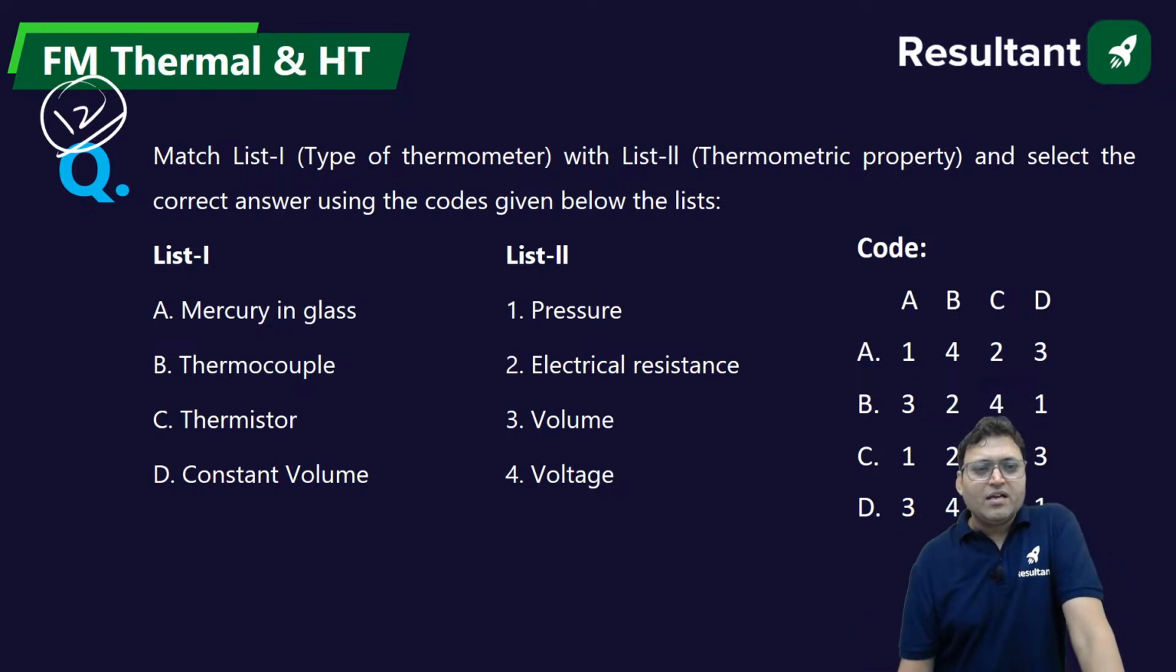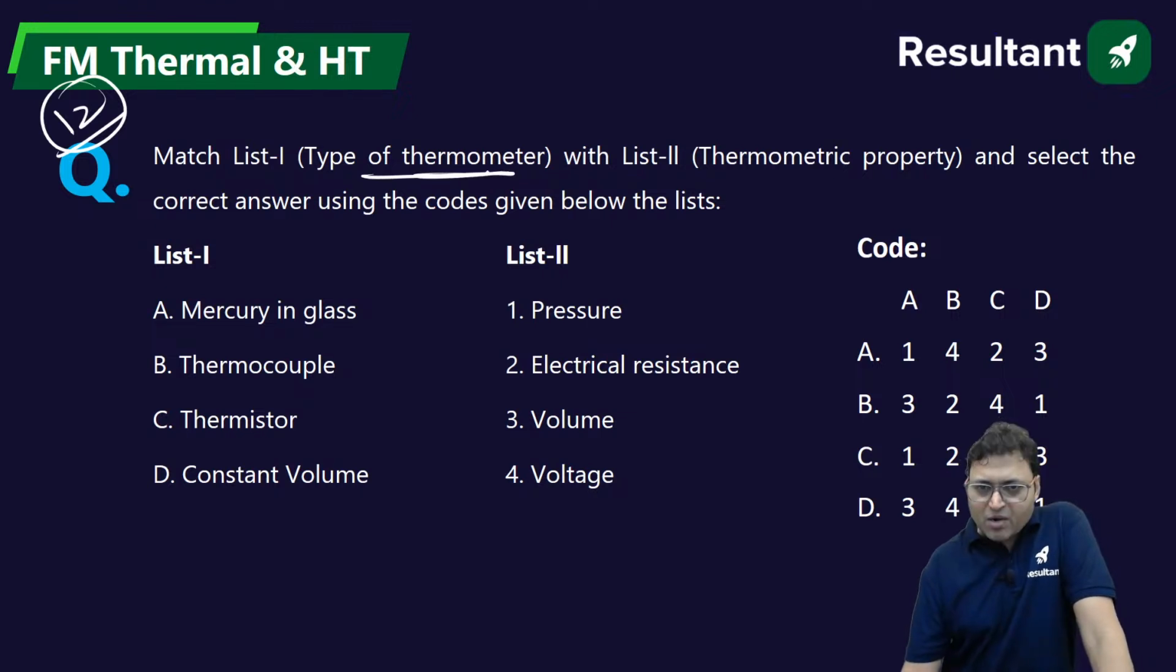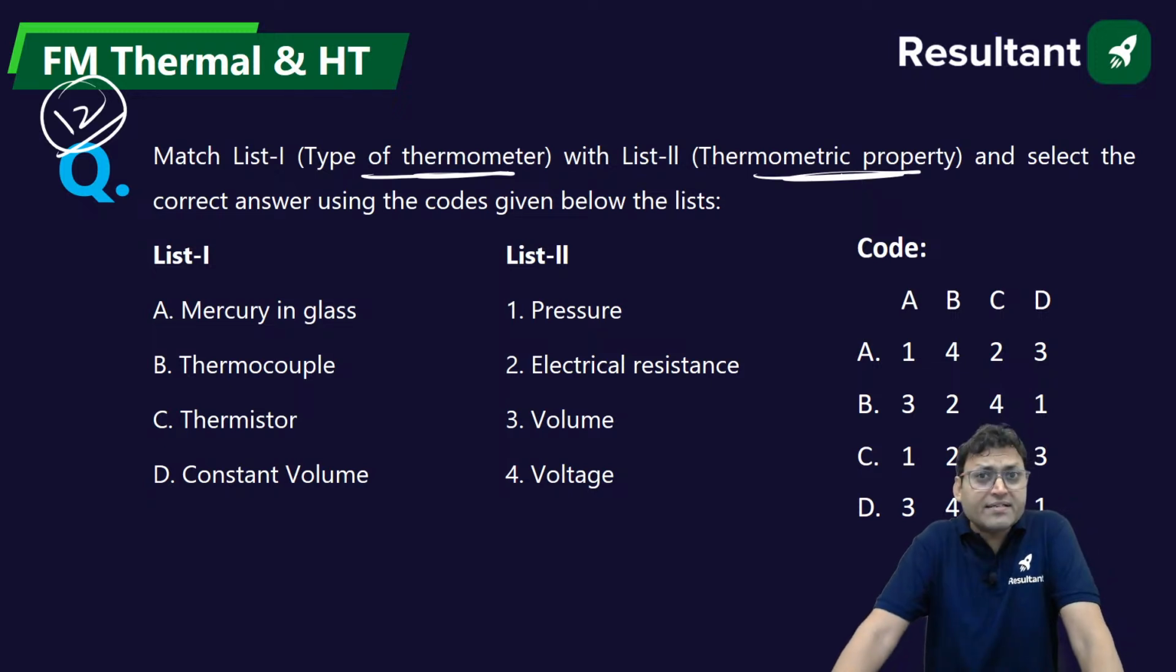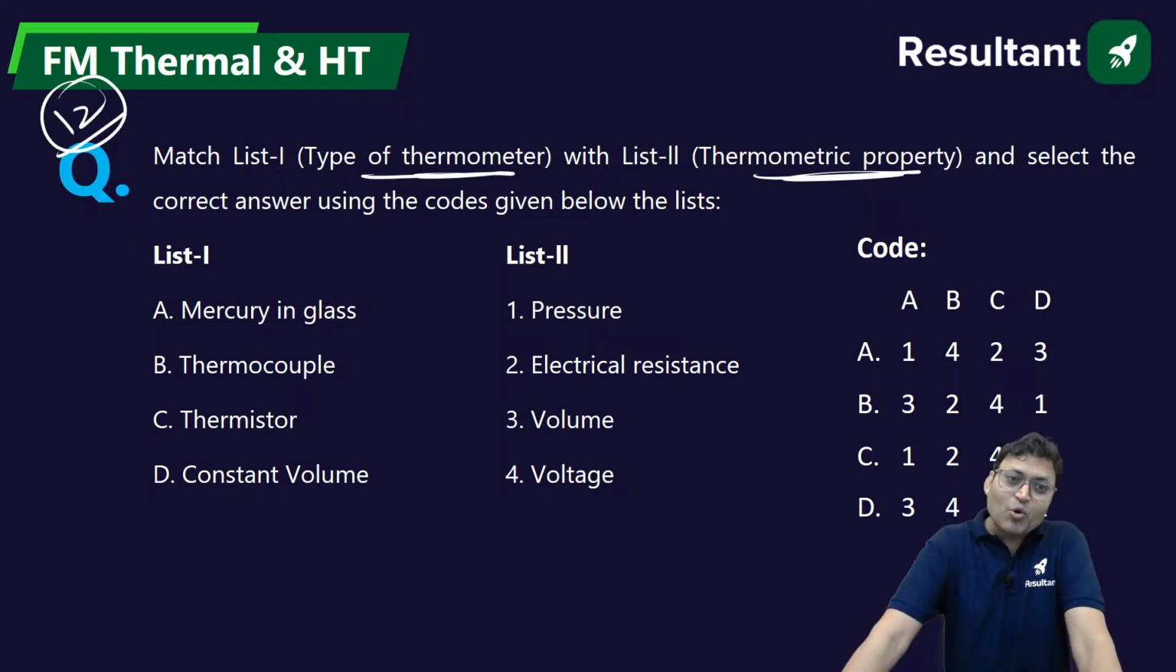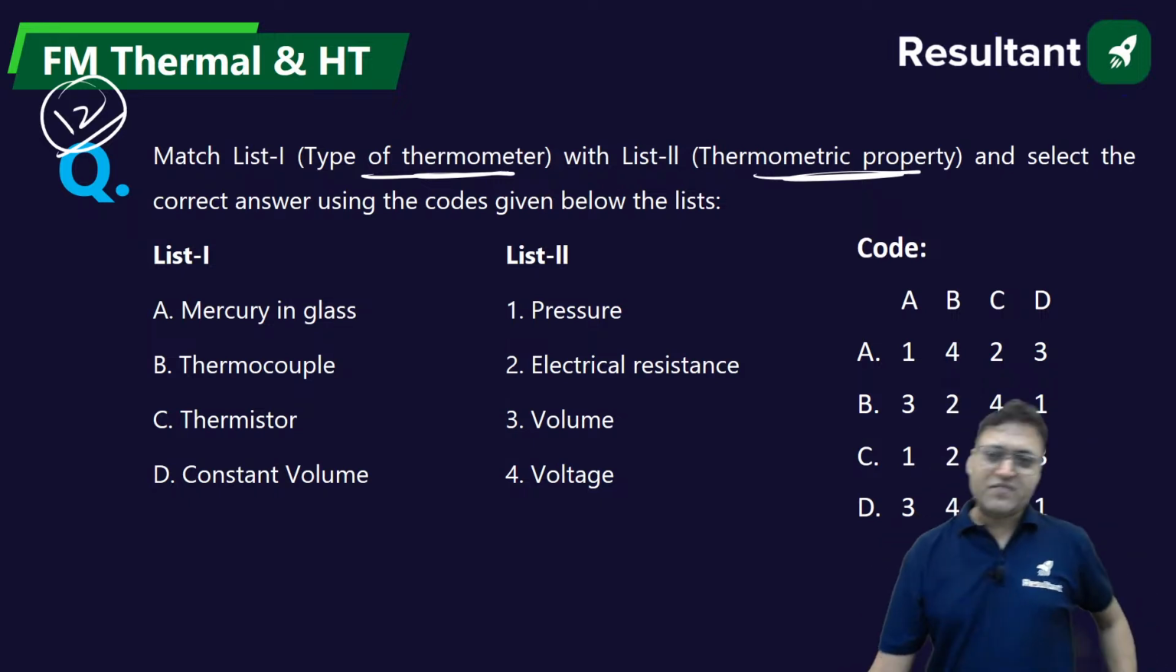Match the following. In list 1, there are types of thermometer. In list 2, the thermometric property. What is the thermometric property? The property which is used to determine the temperature of an unknown system.